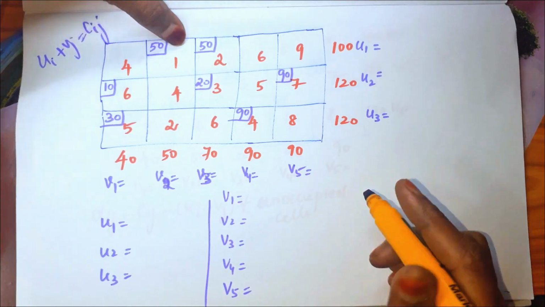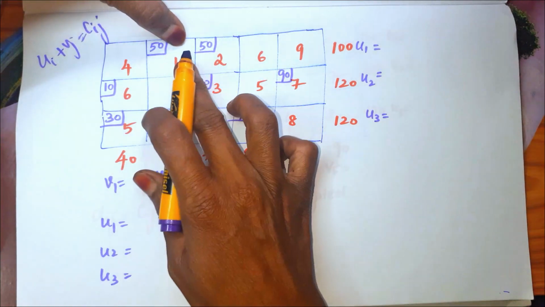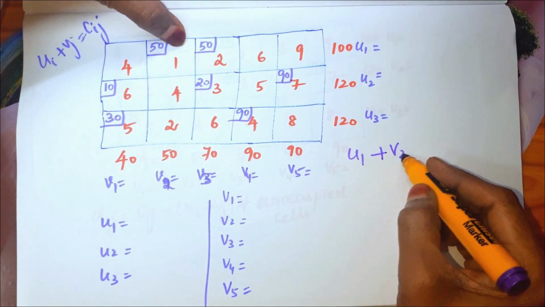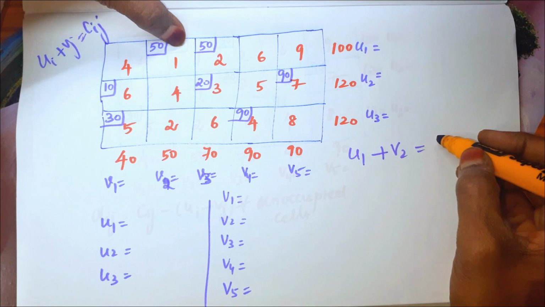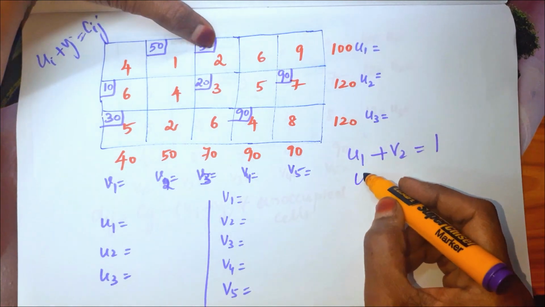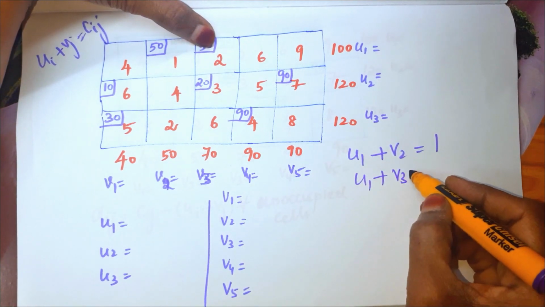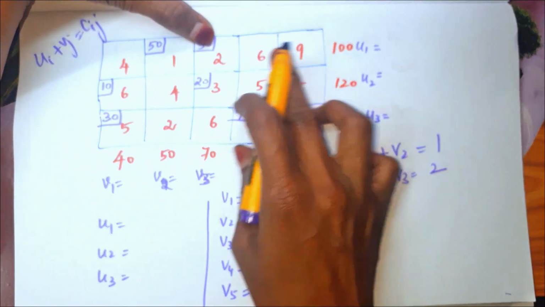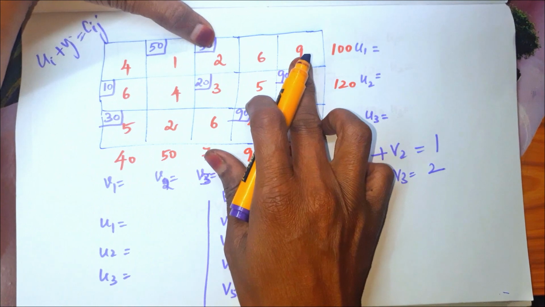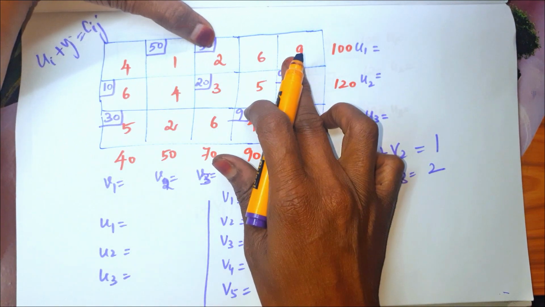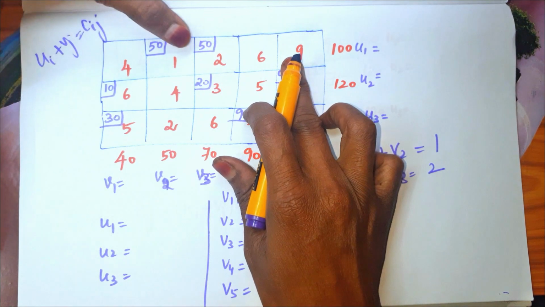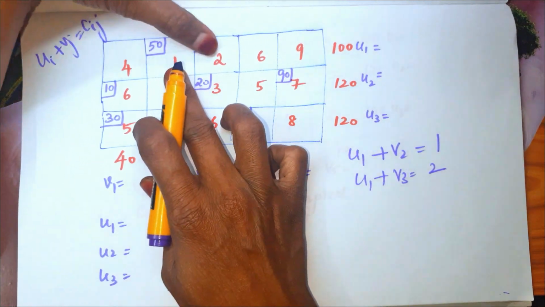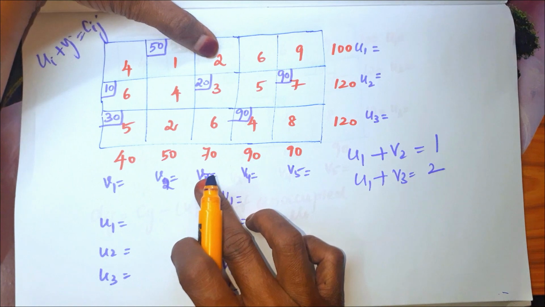So the first equation starts from this cell. This cell means U1, V2. So U1 plus V2 equal to what? 1. The next one is U1 plus V3 equal to 2. These values are Cij values: 4, 1, 2, 6, 9. The values given in the problem, those values are Cij values. So the first equation we are getting is U1 plus V2 equal to 1. This is U1 plus V3 equal to 2.